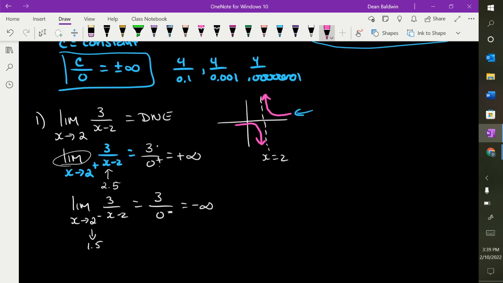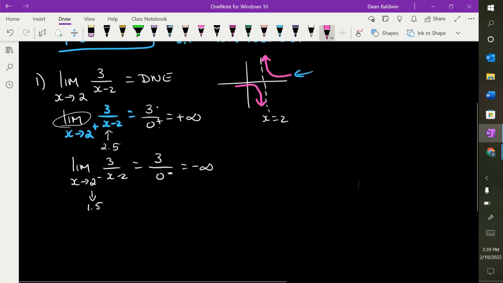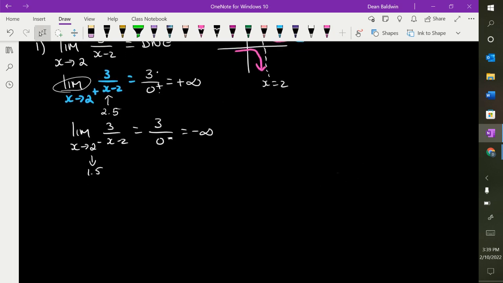Okay? So you can see if you come from the right-hand side, you're going to positive infinity. If you come from the left-hand side, you're going to negative infinity. That's really all we're doing here.